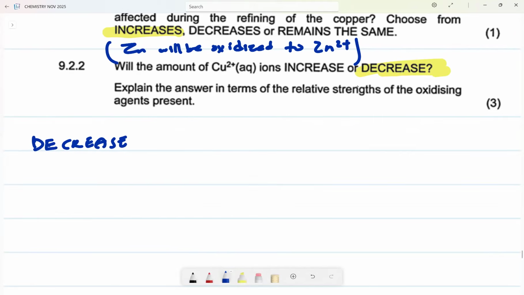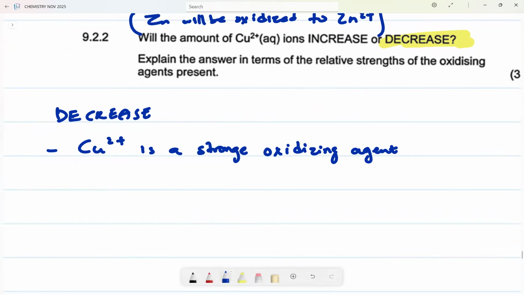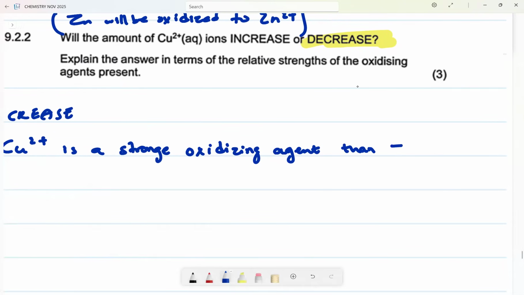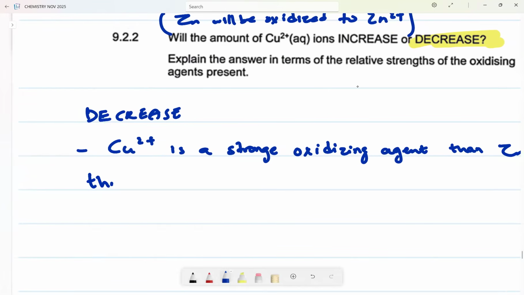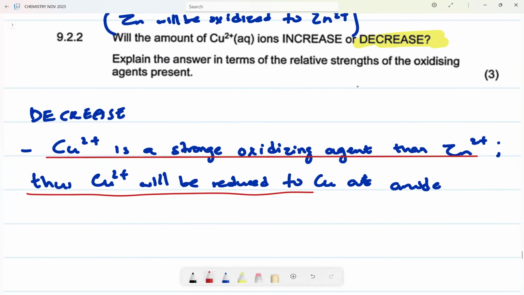And now we need to use the relative strength of oxidizing agent present to give a reason for that. So we will say Cu2+ is a stronger oxidizing agent than Zn2+. Thus, if you're a stronger oxidizing agent, it means you'll cause the other one to undergo oxidation, whereas when you undergo what? Reduction. So it means Cu2+ will be reduced to copper at the cathode. So hence it will decrease. It is a stronger oxidizing agent than this one, and it will be reduced.